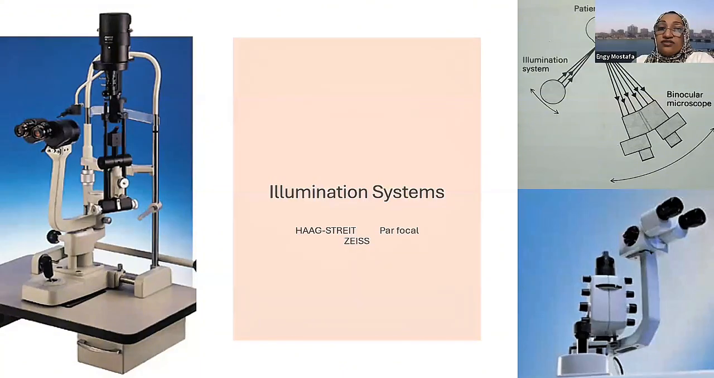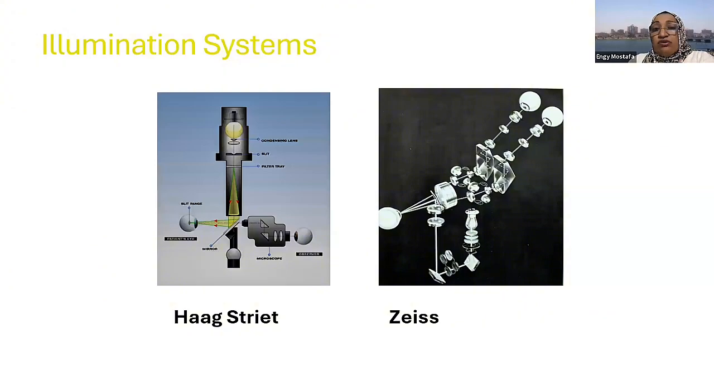There are two illumination systems. Sometimes the illumination comes from above; this is the Haag-Streit illumination system. If the illumination comes from below, this is the Zeiss system. Both of them have condensing lenses like +22, plano-convex, and then we have the objective lens, and of course the eyepiece lens, where we look through.